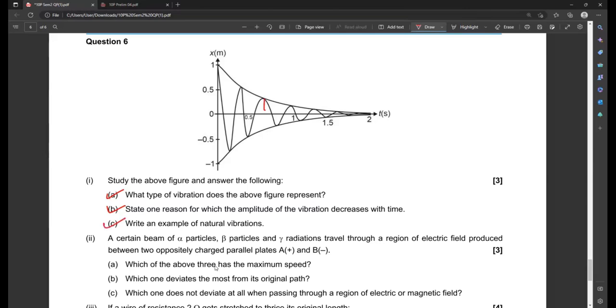Give an example of natural vibration. So remember to use the word vacuum whenever you're talking about natural vibration. Like striking a tuning fork in vacuum or letting a pendulum oscillate in vacuum. So those are examples of natural vibrations.